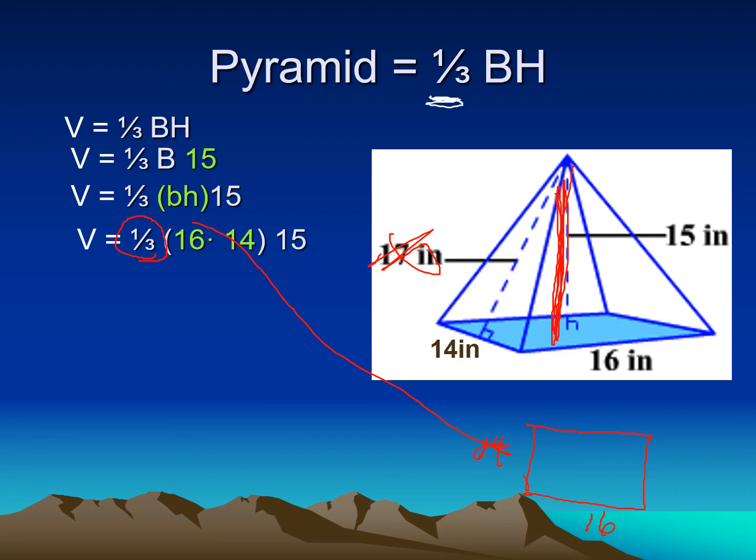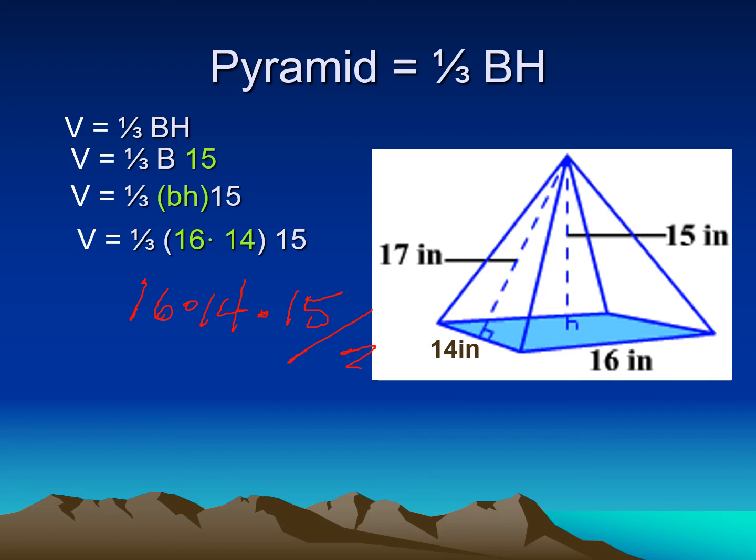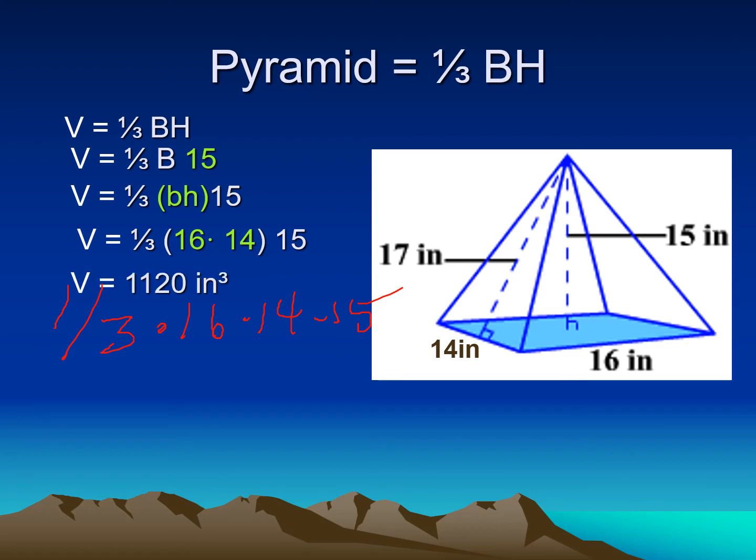Now to put that in the calculator, you can do it all in one shot. Since it's all multiplying, you could say 16 times 14 times 15 and then divide by 3 at the end. 1/3 is just divided by 3. But if you want to put it out front, just say 1 divided by 3 times 16 times 14 times 15. Okay? 1,120 cubic inches.